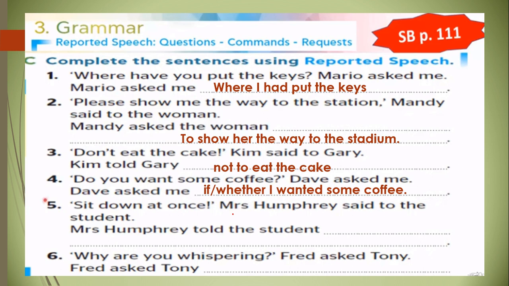Sit down at once, Mr. Humphrey said to the students. So Mr. Humphrey told the students to sit down at once. Excellent. Why are you whispering? Fred asked Tony. I begin the sentence with why, because it is a WH question. Then a subject. What is the subject? You. So why he was whispering, because this is present continuous. Present continuous changes one step back to past continuous.